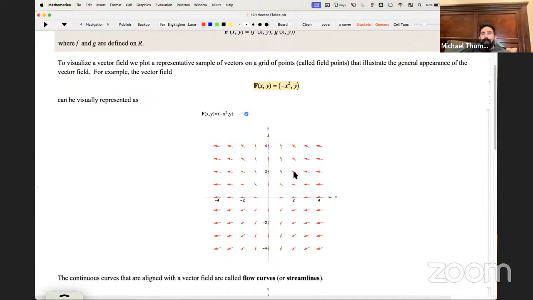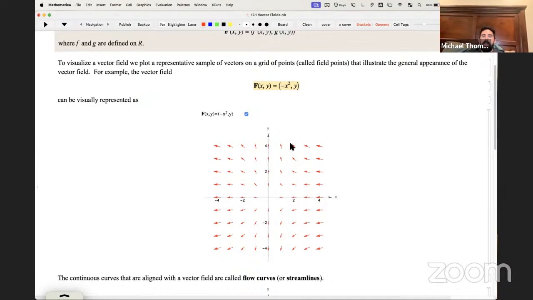Now, I didn't actually go over 4 units and go up 2 units. And the reason why is because if I did that at all these grid points, everything would be overlapping. So what we do is we shorten the vectors down to a manageable size, and we keep their sizes in proportion to each other. So that way we can kind of see a general picture of what's going on.